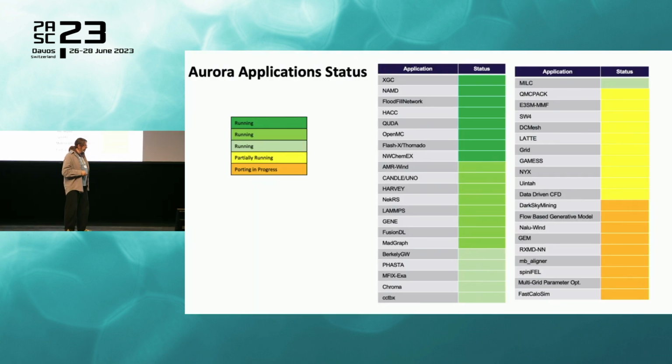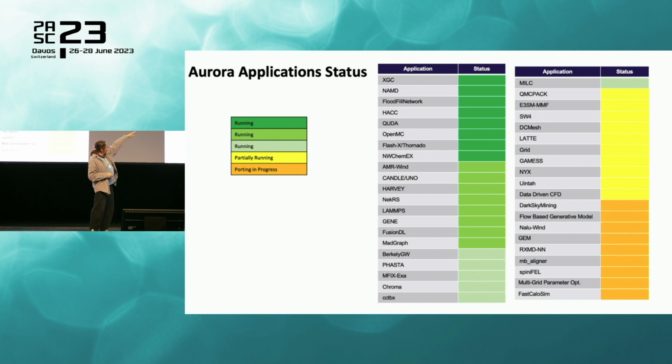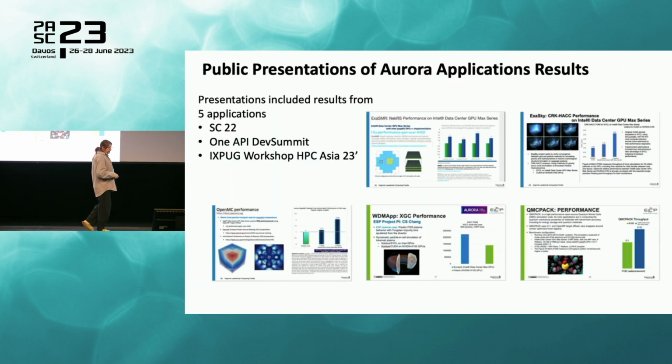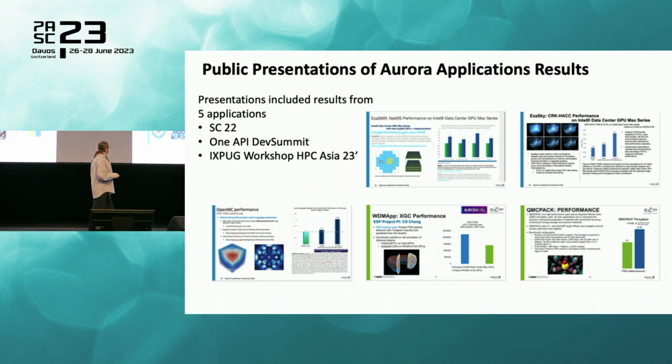I just want to give you a little bit of a flavor. So we keep track of these by how well people are doing. Green is really great, and orange is not as great as we want. And so people are making progress. These are all applications that we're reporting on because they're either formally part of the Exascale Computing Project or our early science project. And at ISC, we reported out a bunch of these.